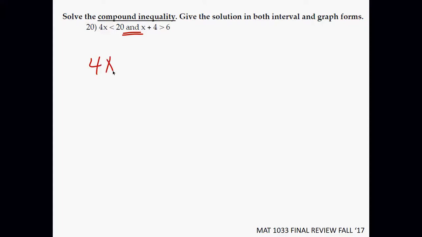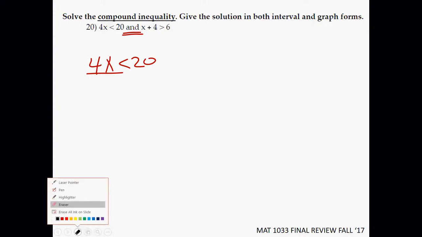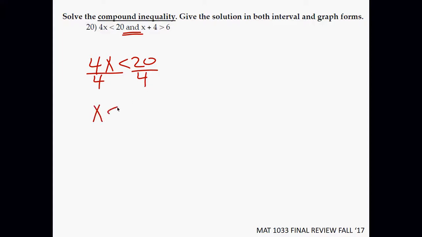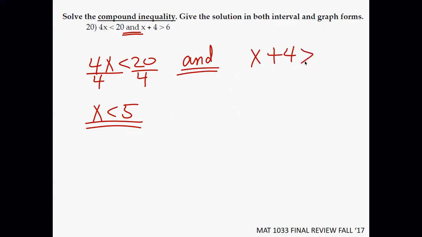So the first one, to solve this one, will be 4x less than 20, and if you divide over 4, you will end up with x less than 5. And make sure you write "and." This is very important here. x plus 4 greater than 6. You subtract 4, subtract 4. Then you get x is greater than 2.